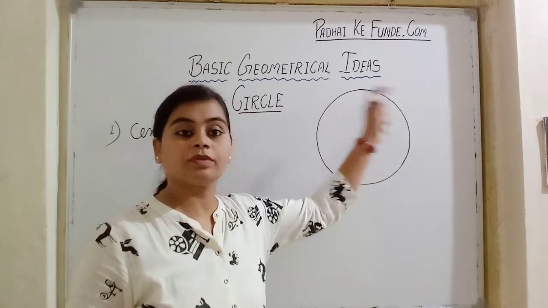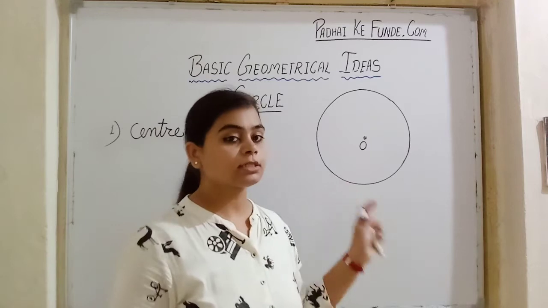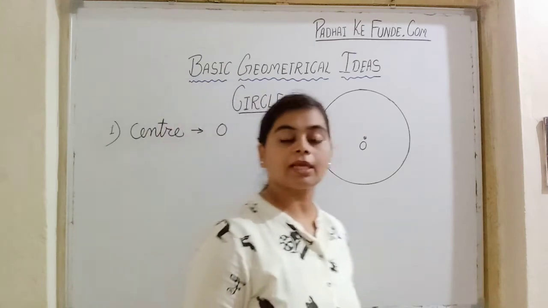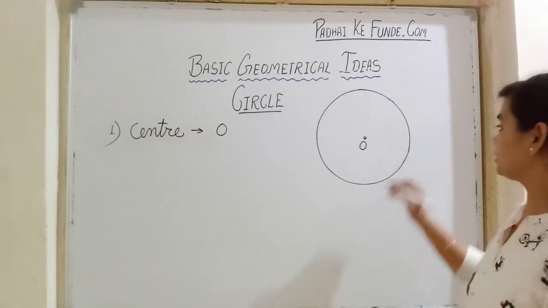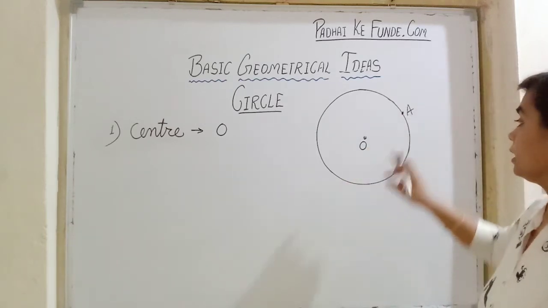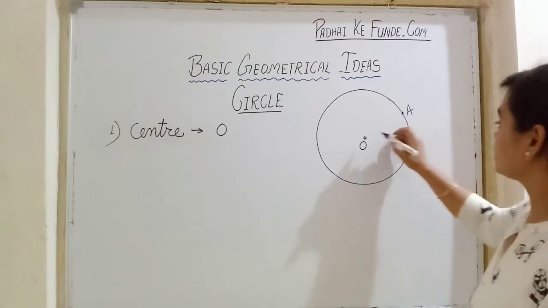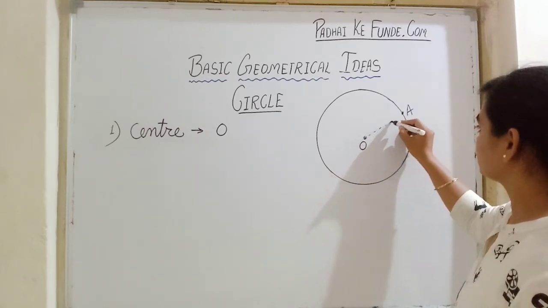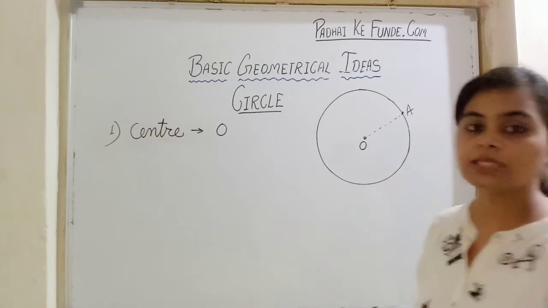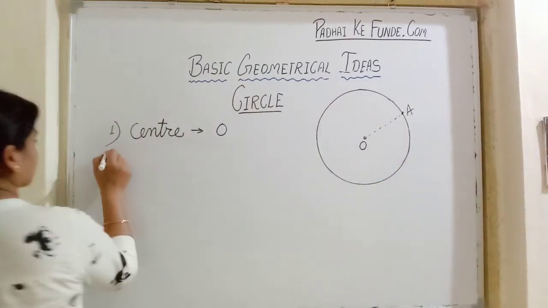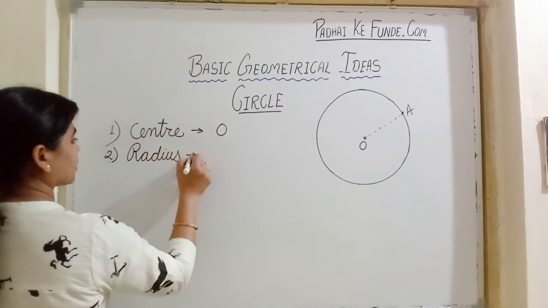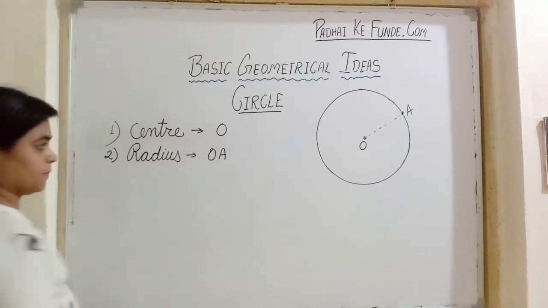The length of the boundary of the circle is called its circumference. Now, secondly, if we take any point on the boundary of the circle, as here I have taken A, and if I join these 2 points, that is OA, then this line OA is called the radius of the circle. So radius we have here OA.